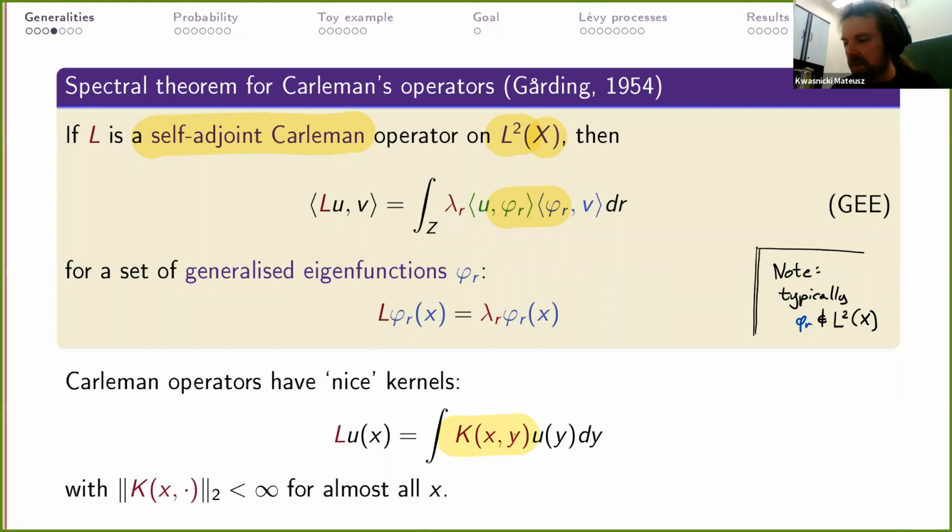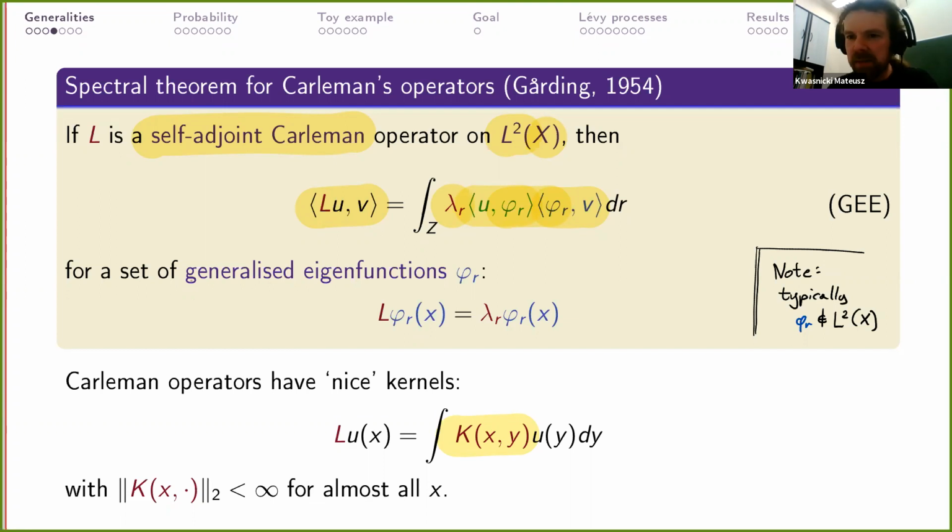Then it turns out that you can indeed write the bilinear form of L in the form that we just discussed. So you get the sum of eigenvalue times the scalar product of one function with the generalized eigenfunction phi r times a similar object for the other function v, and then sum it up over eigenvalues. But now, instead of summation, you need to integrate. So you get a usually continuous family of generalized eigenfunctions, phi r.